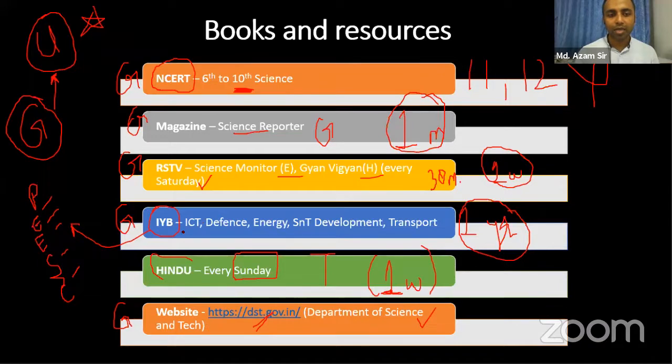And in this India Yearbook, you don't have to do the entire yearbook. For science and technology especially, you can refer to these five chapters: the information communication technology chapter, defense chapter, energy chapter, science and technology development chapter, and the chapter on transport. Okay, let us proceed with the next question now.